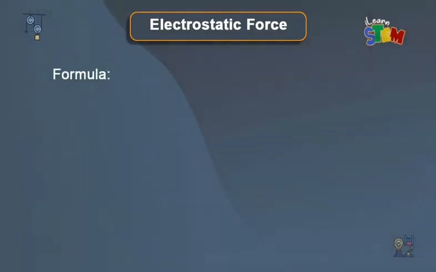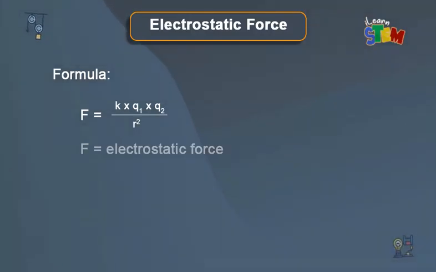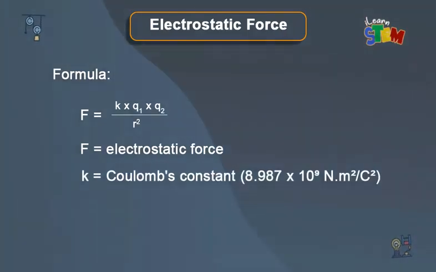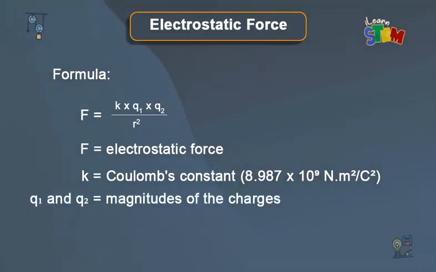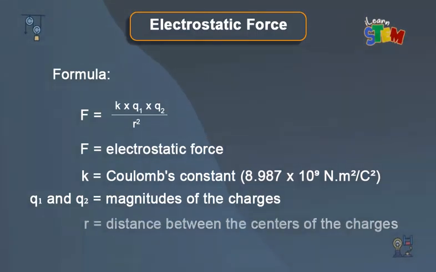The formula for electrostatic force is F equals K times Q1 times Q2 divided by r raised to power 2, where F is the electrostatic force, K is Coulomb's constant, which is always 8.987 times 10 raised to power 9. Q1 and Q2 are the magnitude of the charges. R is the distance between the centers of the charges.